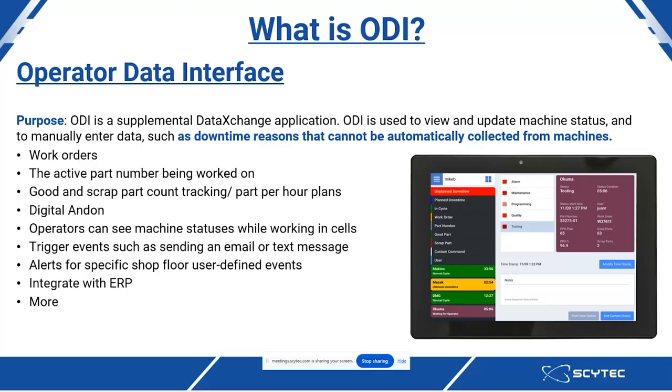You can use the operator data interface as a digital andon of sorts. With ODI, operators can see machine statuses while working inside cells. You can also trigger events such as sending an email or a text message. You can get alerts for specific shop floor user-defined events with ODI, and ODI also has the ability to integrate with ERP. And there are some more useful features that I'm going to be discussing later on in this webinar as it concerns ODI.